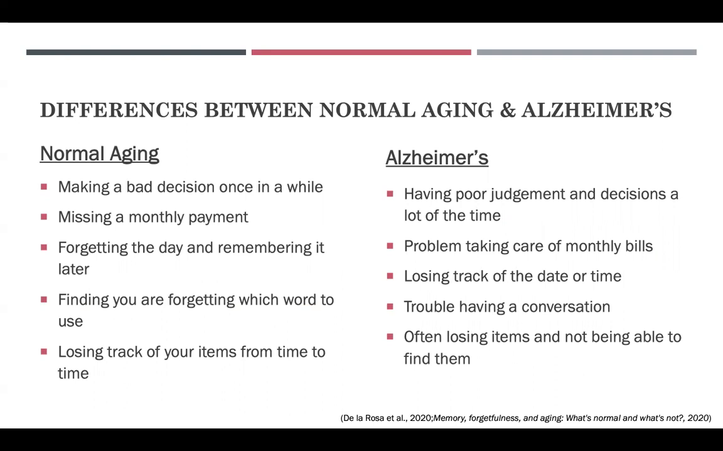For someone who may have Alzheimer's, they may have poor judgment and decisions a lot of the time. They will have problems taking care of monthly bills and may miss paying their monthly bills more than once. They may lose track of the date or time. They will have trouble having and holding a conversation, and they may often lose items and will not be able to find them and retrieve them.